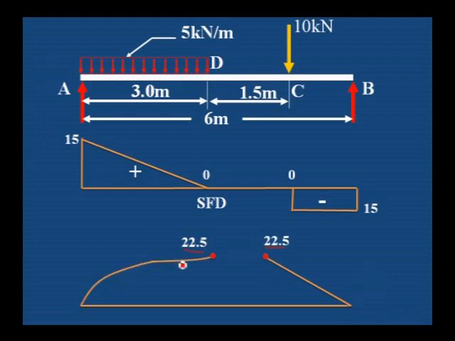Then join from C to B, which is an inclined line, and A to D it is parabolic, because of the uniformly distributed load. Then from D to C the bending moment is constant. These are the two points where we get the maximum bending moment, that is at D as well as C, since shear force is 0 at these two points. This is the bending moment diagram.